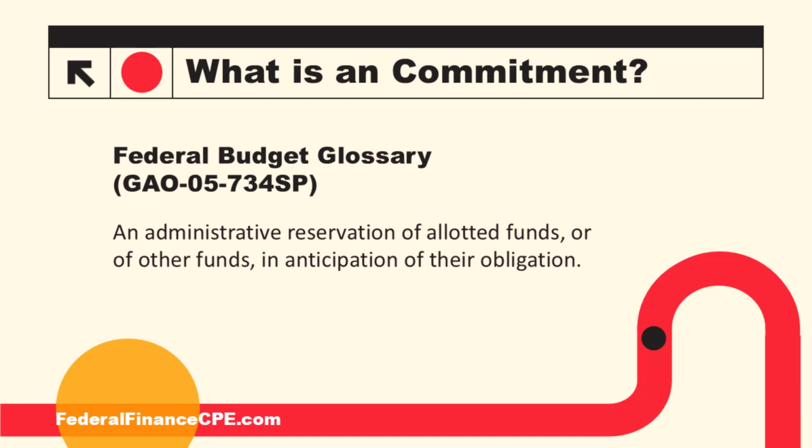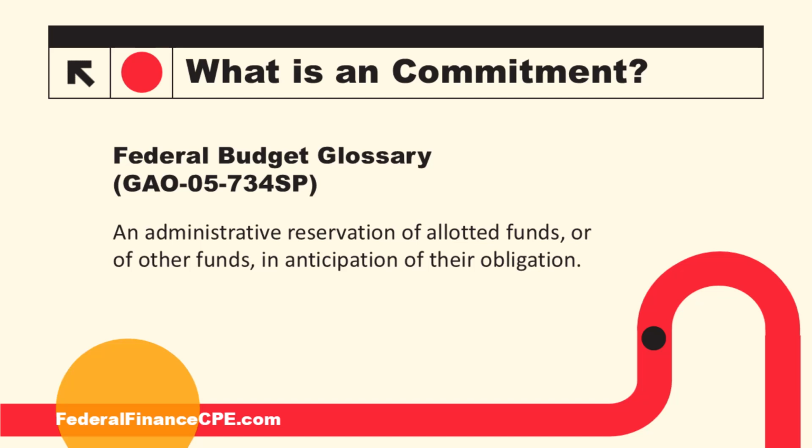So what is a commitment? Let's look at the definition from the Federal Budget Glossary by the Government Accountability Office, the GAO. It states that a commitment is an administrative reservation of allotted funds or other funds in anticipation of their obligation. Let's break that down in some plain English. It's an administrative reservation, so it's an internal accounting tool or budget tool. It involves allotted funds, money given to your program, and it's in anticipation of an obligation. So this is planning for future spending.